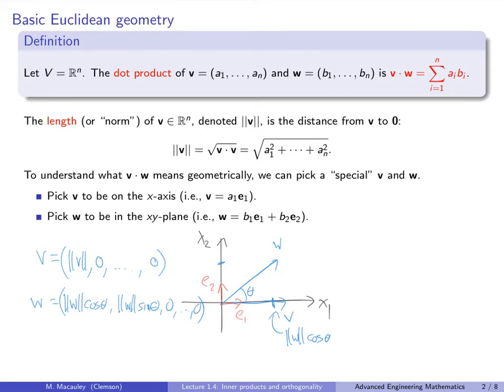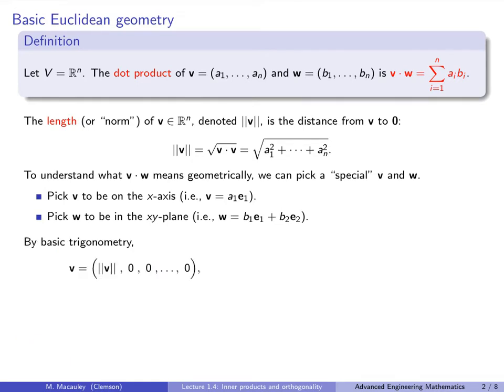Okay, so given this, what is v dot w? Let's write that out. So v dot w, if we multiply coordinate by coordinate, well, we get that product, and then we get 0 times norm w sine theta, and every other entry is 0. So v dot w is norm v times norm w times the cosine of the angle between them. So this is a geometric picture, or geometric meaning, of what the dot product between two vectors is.